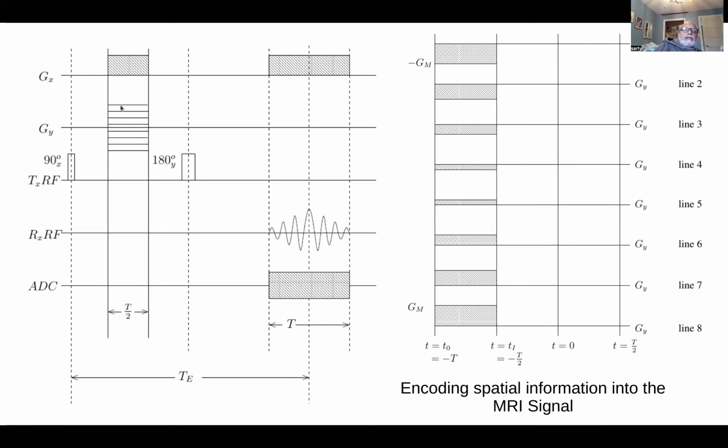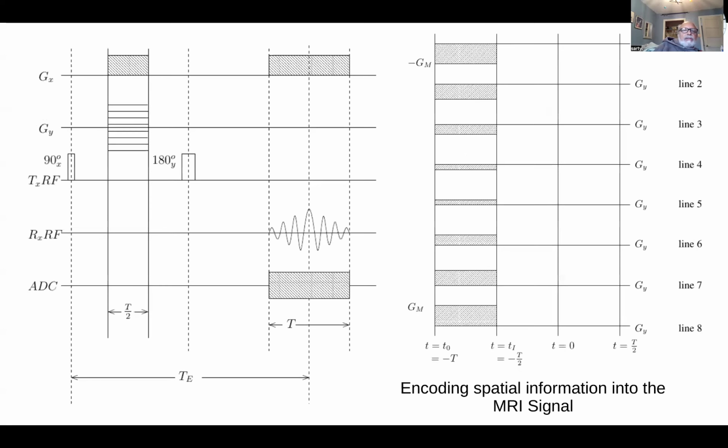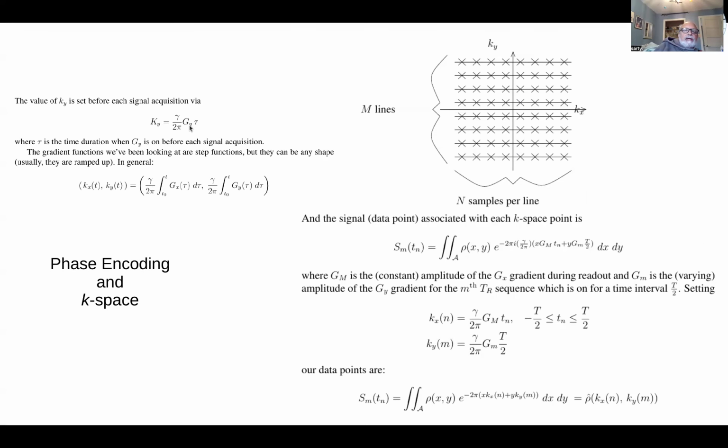So each TR is going to give us a different value of the KY that we need. The KY is going to depend upon GY times the tau time duration. That's a little bit different from what I showed here. Here I've shown that the tau duration is the same for everybody, but I changed GY. In this equation, it's the other way around: I have GY fixed and the tau is changed.